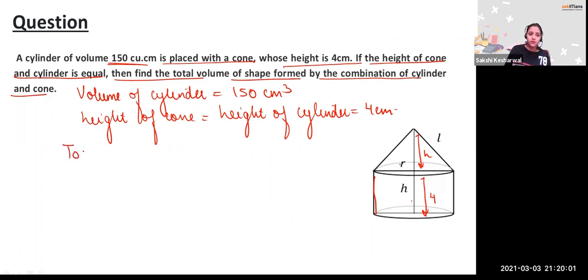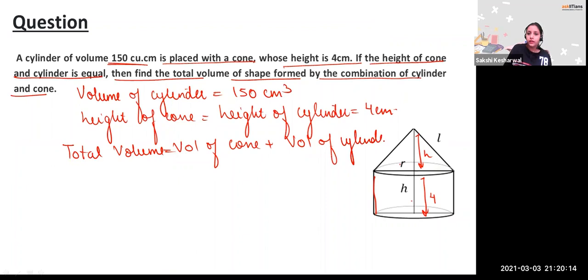So total volume is equal to volume of cone plus volume of cylinder, right? Now you don't know the radius. It is on the same face, so the radius remains the same. And you don't know the radius right now, so how are you going to find the radius?